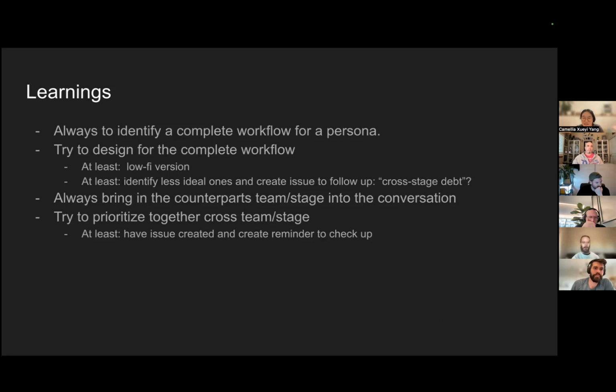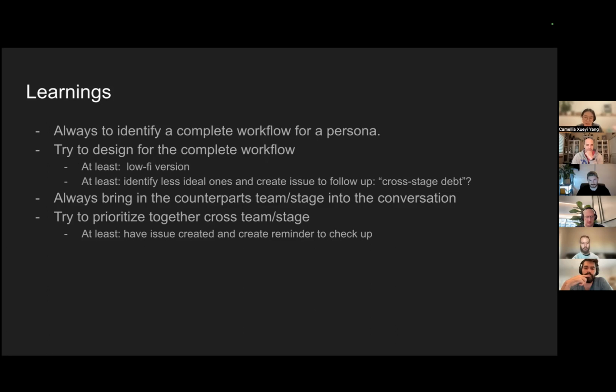So the learning I take is that even in the future, when I'm on one team, I should always spend more time identifying a complete workflow for a persona, or even different personas. Just don't leave it out. If you don't have time to design it, at least have a lo-fi version, or at least have those ideas parked in an issue. What I found out is the difficulty at that time: we talked with compliance and we had the ideas, but because we didn't have things properly tracked because of cross-stage work, the issue might be left out.